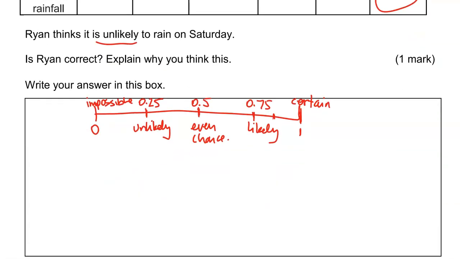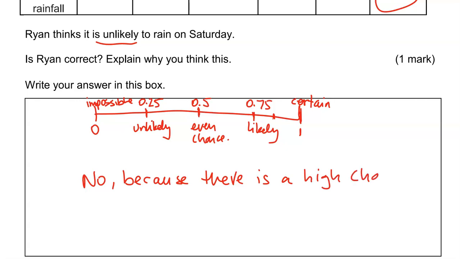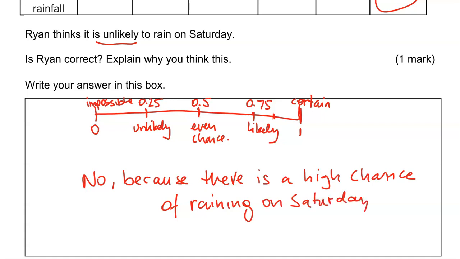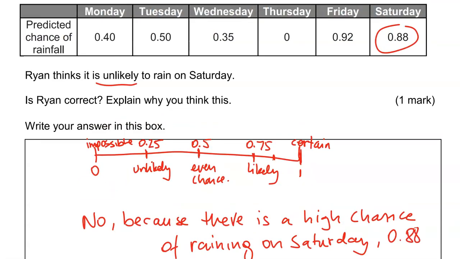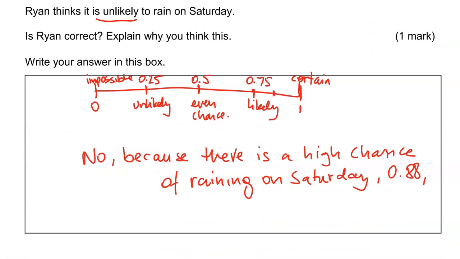So is Ryan correct? We're going to say no, because there is a high chance of raining on Saturday. 0.88. So likely, not unlikely.